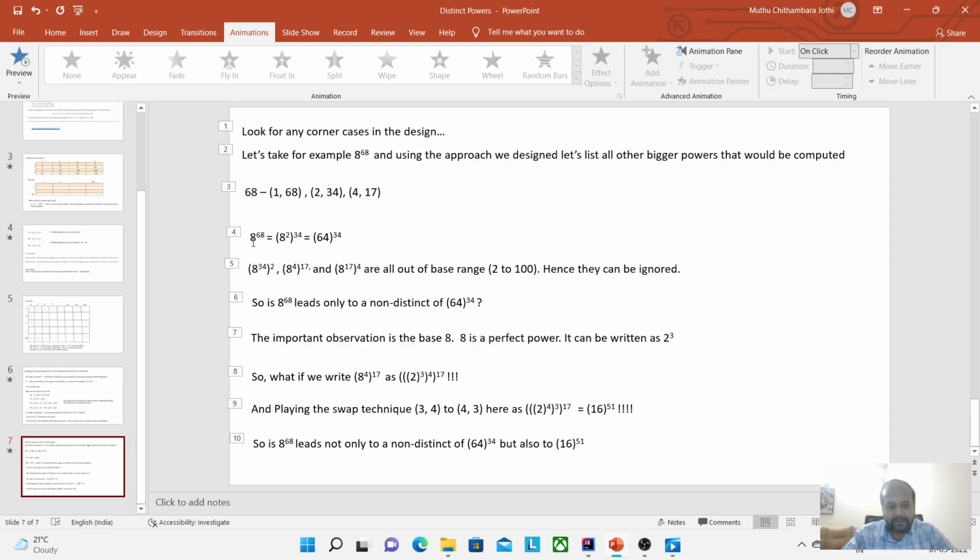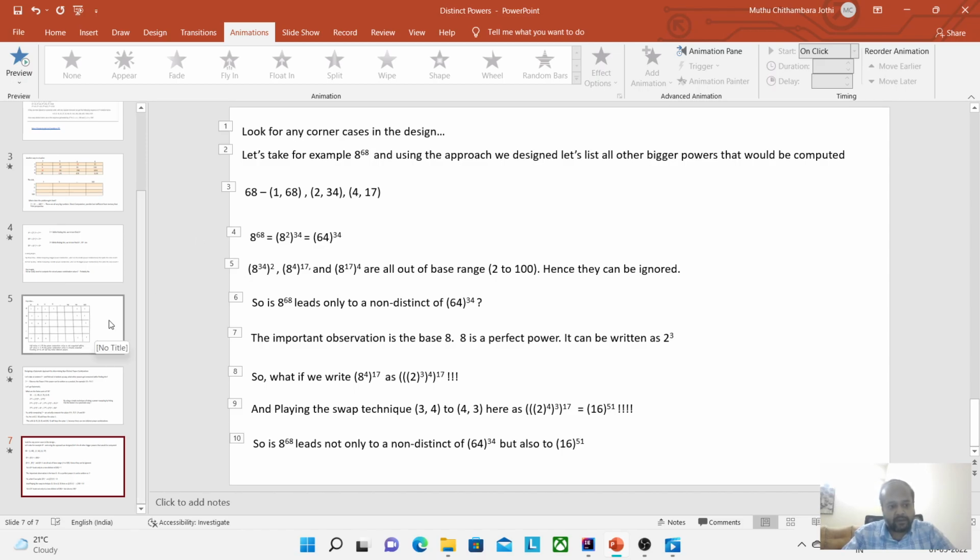So if the base is a perfect power, that itself can be expressed as its perfect power valuation, and then the factor power swapping can be applied one more level deep down, and you could find new bases that will yield the same value. So this is the key idea to solve this non-distinct powers or distinct powers finding problem of Project Euler.